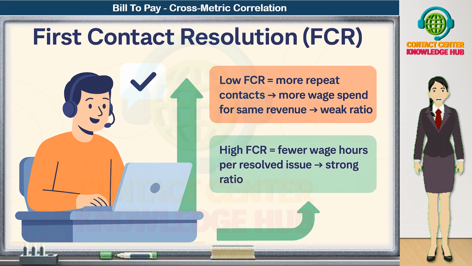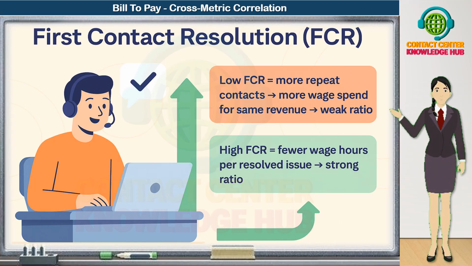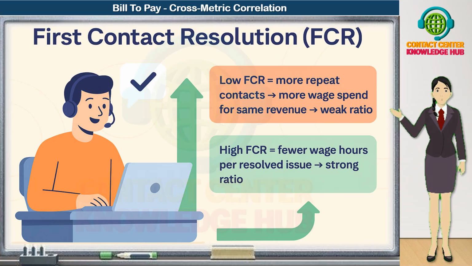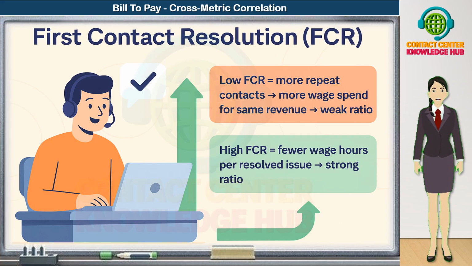Let's now examine how first contact resolution, or FCR, correlates with the bill-to-pay ratio. When FCR is low, customers reach out multiple times to resolve the same issue. This leads to more wage spent for the same amount of revenue, since each repeat contact consumes additional labor hours. As a result, the bill-to-pay ratio weakens.